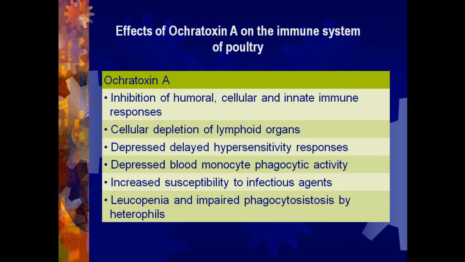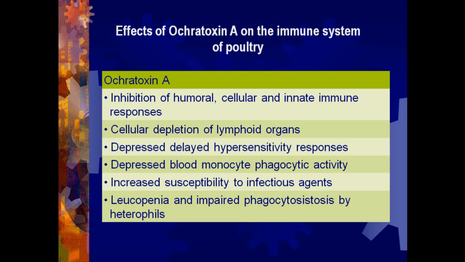The effects of ochratoxins on the immune system of poultry can be inhibition of humoral, cellular, and innate immune responses. In particular, these responses are impaired by the protein synthesis inhibition due to ochratoxin intoxication. Because protein synthesis will be diminished or lower, the mitosis of many lymphoid cells like lymphocytes or monocytes cannot be done properly. Therefore, there will be cellular depletion of lymphoid organs.